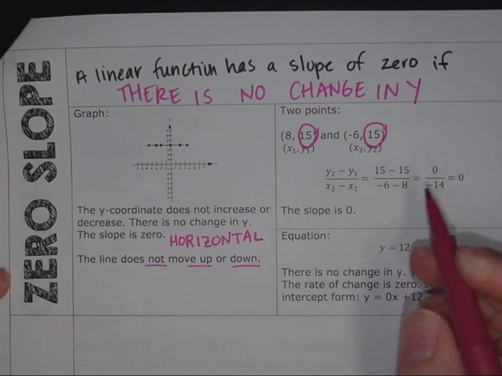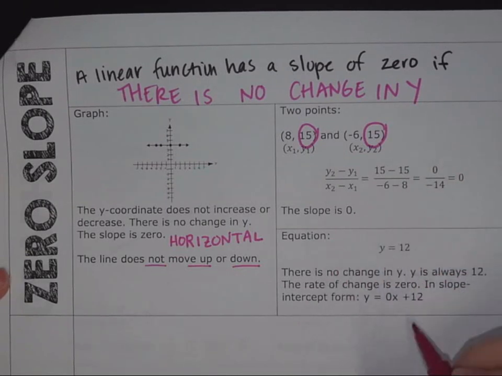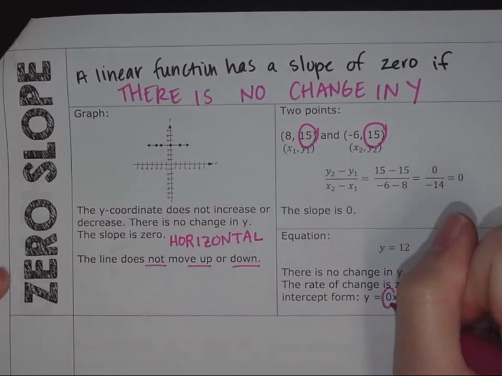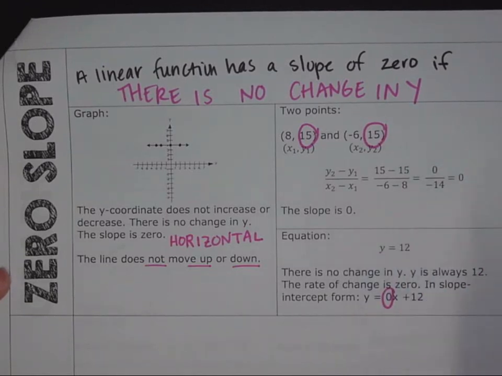In an equation, you might see y equals 12. There is no change in y. Y is always 12. So the rate of change is 0. In slope-intercept form, you would see this because there's no x in this problem, because 0 times x is 0.